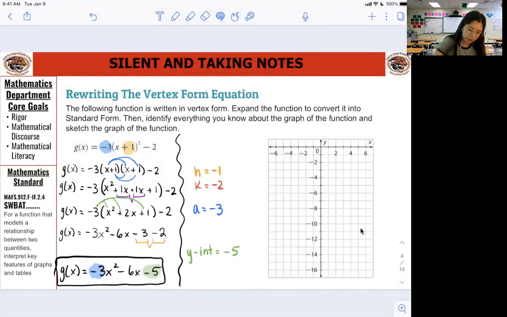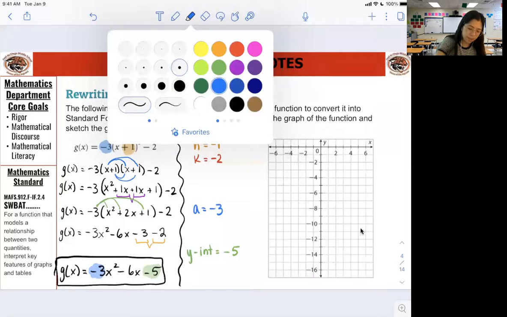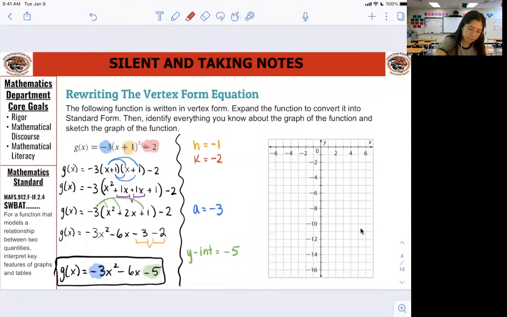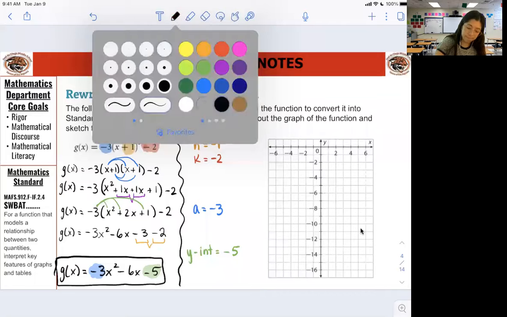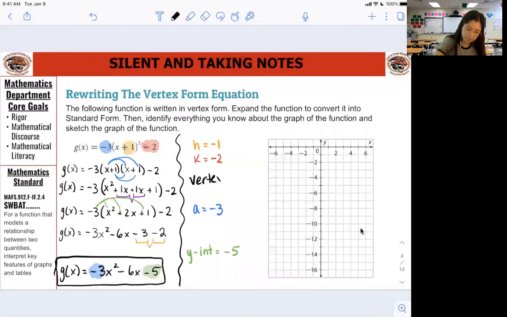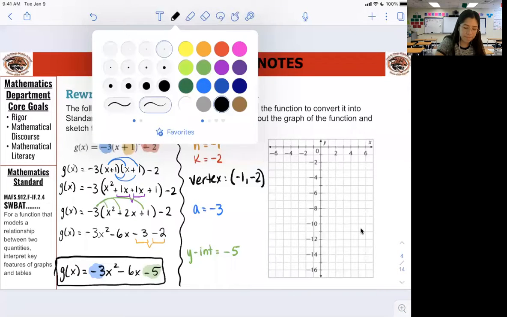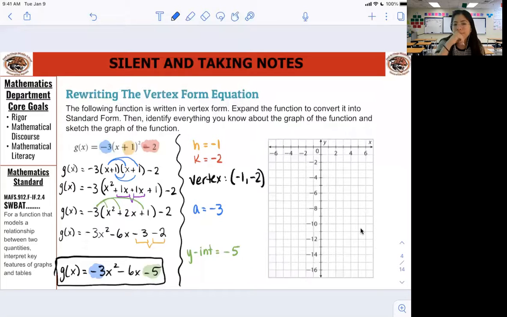Okay, so now this is everything I know, and let's organize this information. Based on h and k, what do I know now? The vertex is -1, comma, -2. Good. What else? Based on a, what do I know? It's going to be a reflection. It's going to be a stretch. Perfect. Stretch and reflection, so it faces downward.